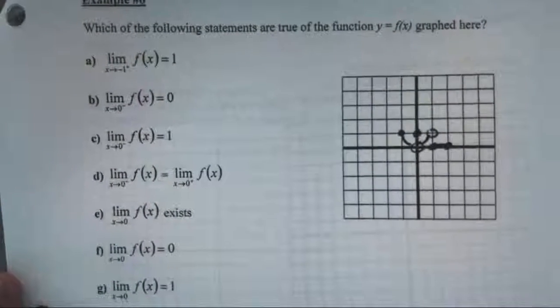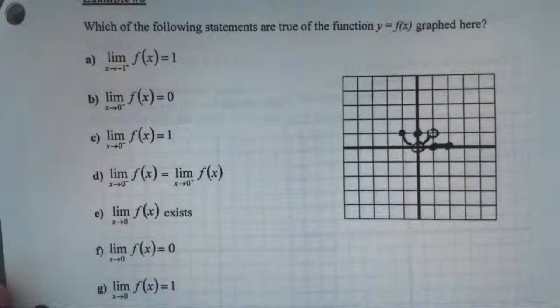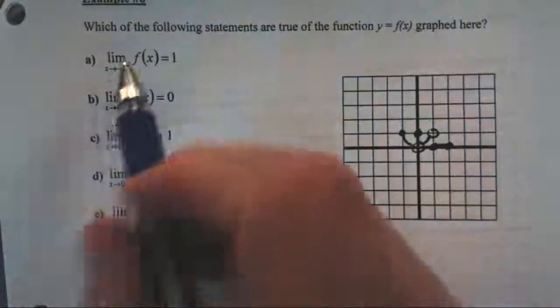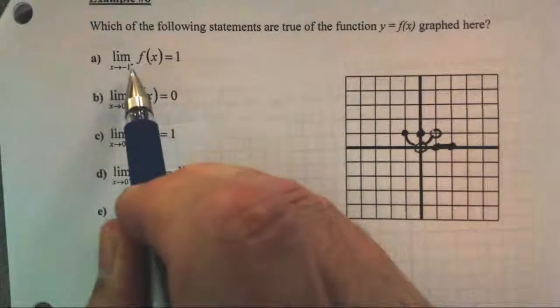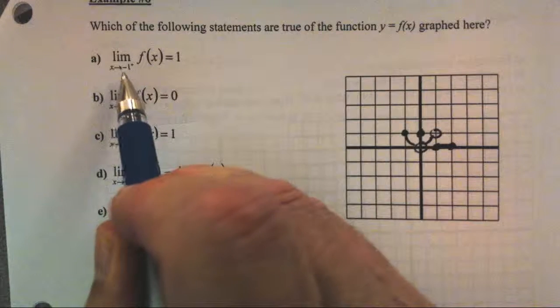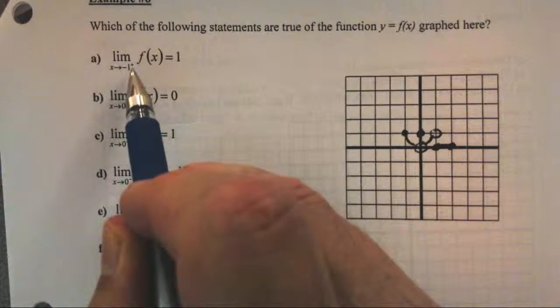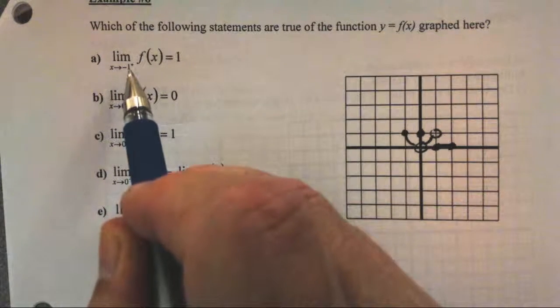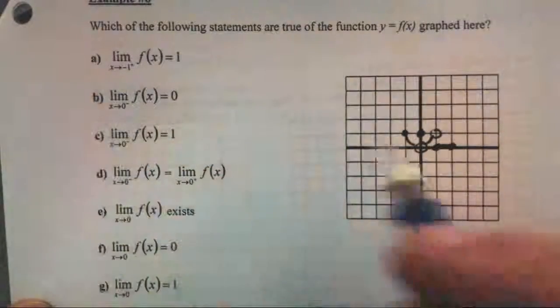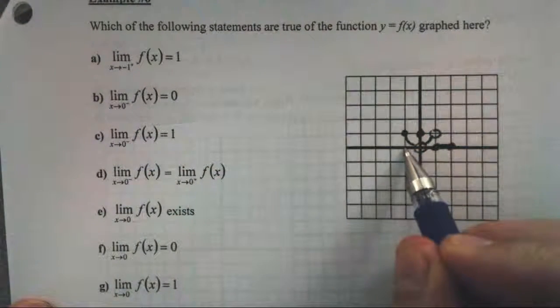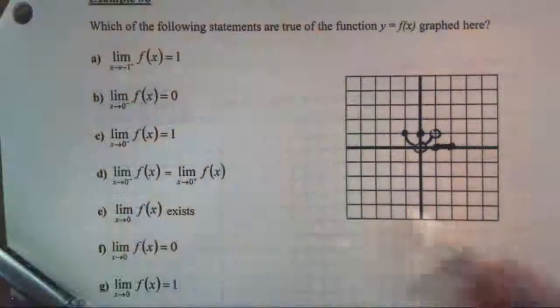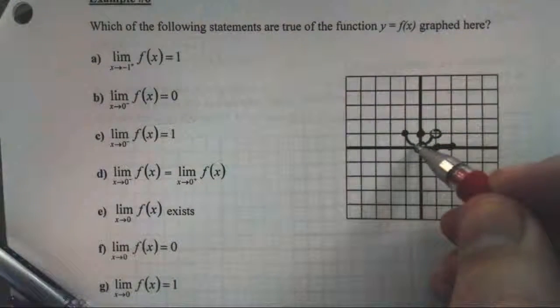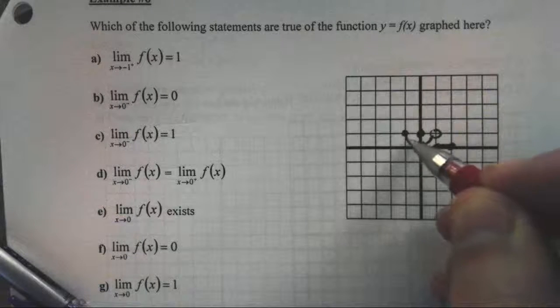Okay, which of the following statements are true of the function y equals f of x graphed here? So this is notation. You might have to look at your worksheet to see this. This is x approaches negative 1, and then there's a plus after it. That means from the right. That's one-handed ET. So as I approach negative 1, here's negative 1 on the x-axis, from the right, as I approach that from the right, I'm going left, but I'm from the positive side. I'm coming in here toward it.